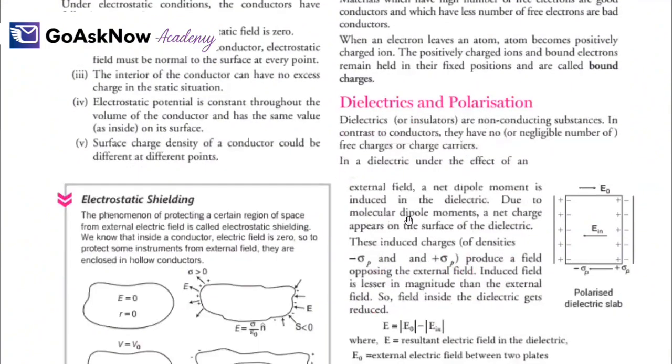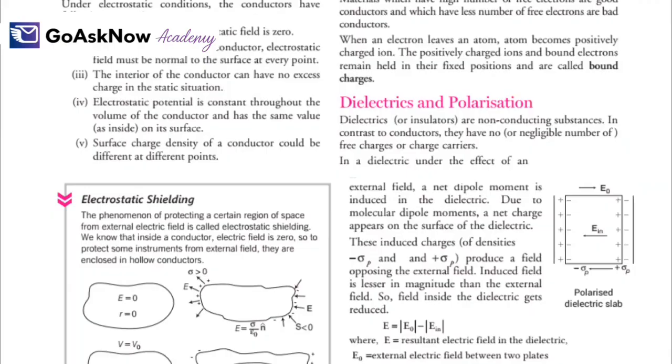Dielectric and polarization. Dielectrics, we have already talked about, are insulators, or non-conductive substances. In contrast to conductors, they have no or a negligible number of free charges or charge carriers. Because they are insulators, they have a negligible amount of charge carriers.